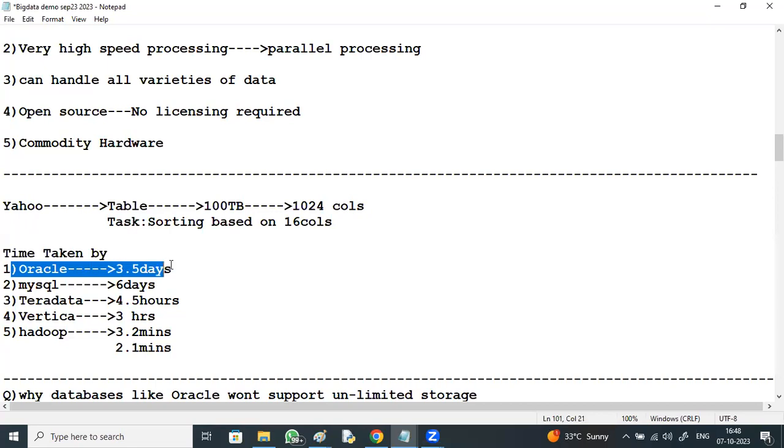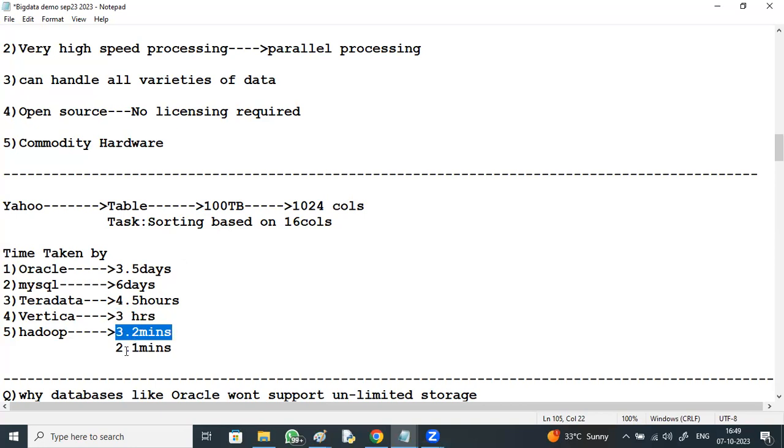Oracle has taken 3.5 days. MySQL has taken 6 days. Teradata has taken 4.5 hours. Oracle has taken 3.5 days and MySQL 6 days to process this 100 TB data. Teradata has just taken 4.5 hours. Vertica has just taken 3 hours. Hadoop has taken 3.2 minutes.